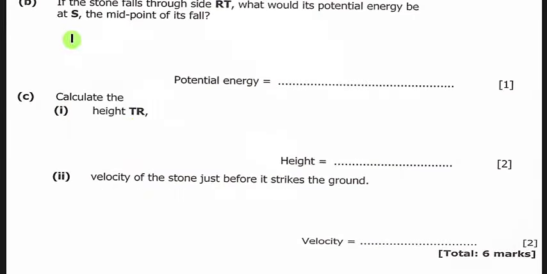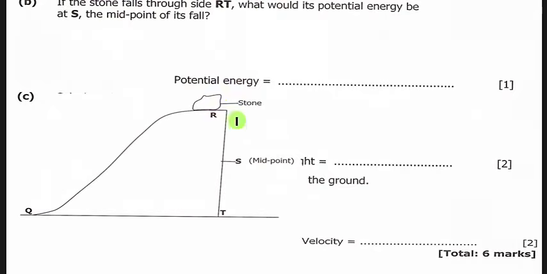B, which says if the stone falls through side RT, what would its potential energy be at S, the midpoint of its fall? So this stone now falls through this side RT. They're saying when it reaches S, which is the midpoint from R to T, what will be the potential energy here?